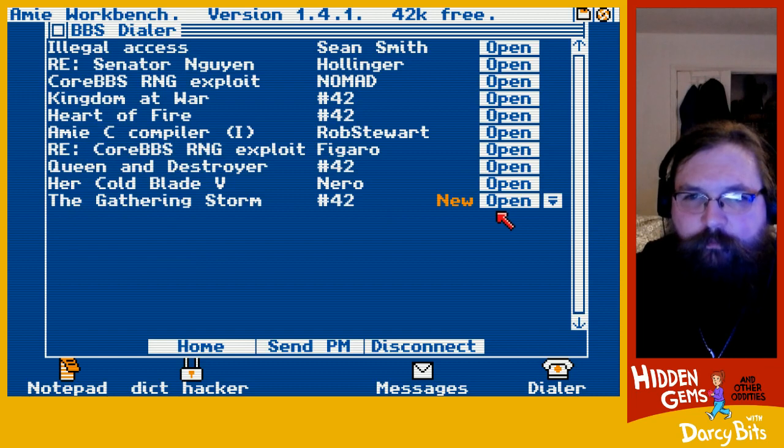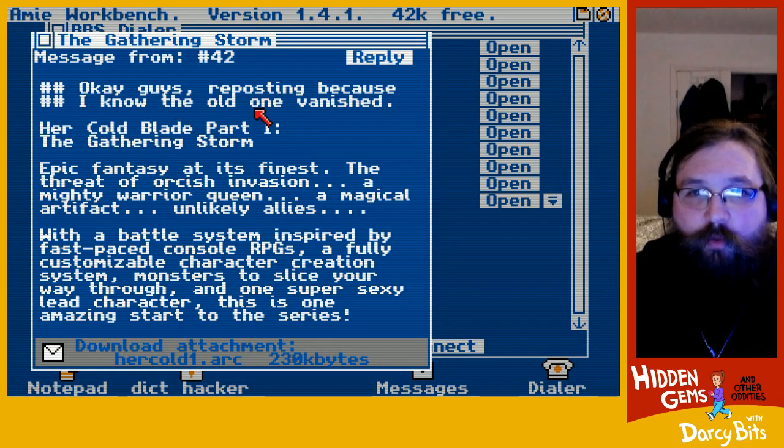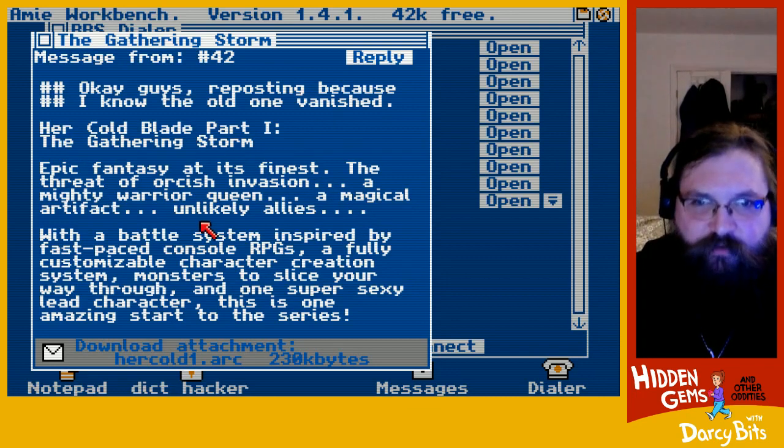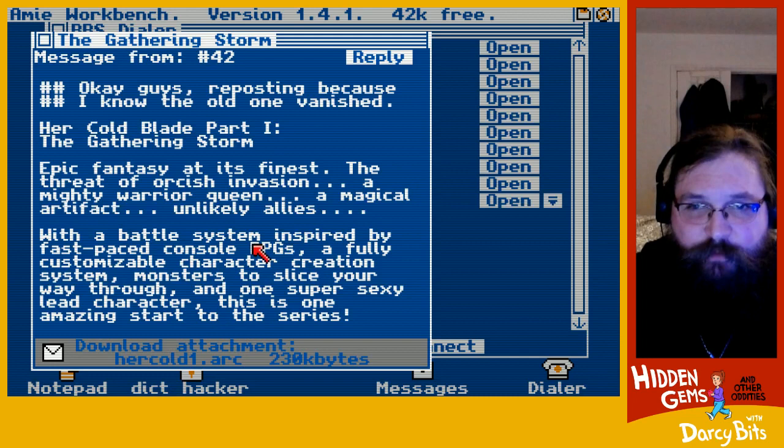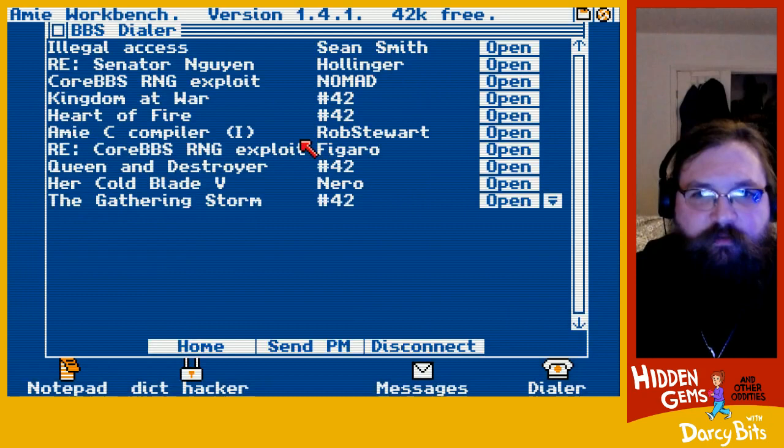The Gathering Storm. Okay, guys, reposting because I know the old one vanished. Hergo played Part 1, The Gathering Storm. Epic fantasy at its finest. The threat of Orcish invasion, a mighty warrior queen, a magical artifact, unlikely allies, with a battle system inspired by fast-paced console RPGs, a fully customizable character creation system, monsters to slice your way through, and one super sexy lead character. This is one amazing start to the series. I don't know what .arc is. I don't know enough about old computer stuff.